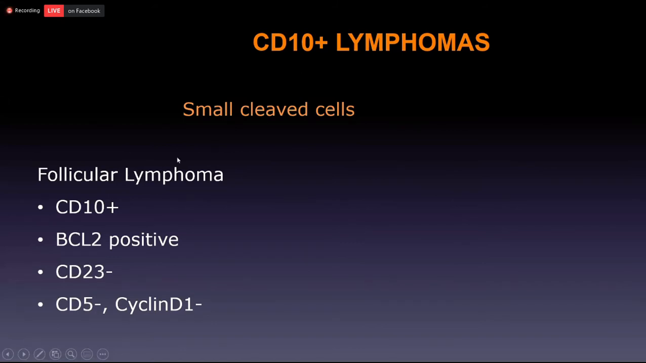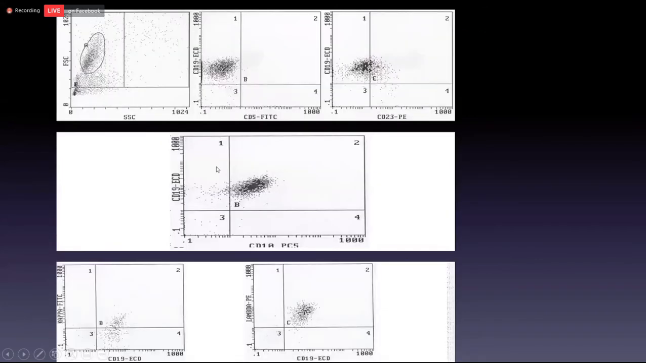Among CD10 lymphomas, you have follicular lymphoma, which is CD10 positive, apart from the regular B cell markers. They are BCL2 positive, and CD23, CD5, and cyclin D1 negative. So this is a case of follicular lymphoma, where you have CD19 positive cells which do not express CD5 and do not express CD23. However, these CD19 positive cells express CD10 with lambda light chain restriction. It's a case of follicular lymphoma.